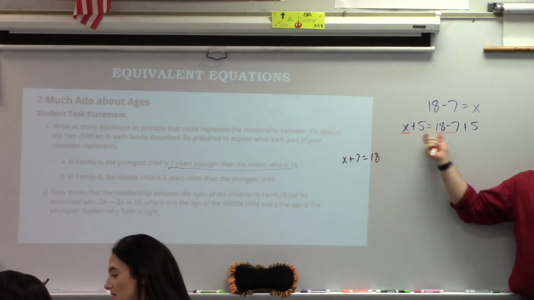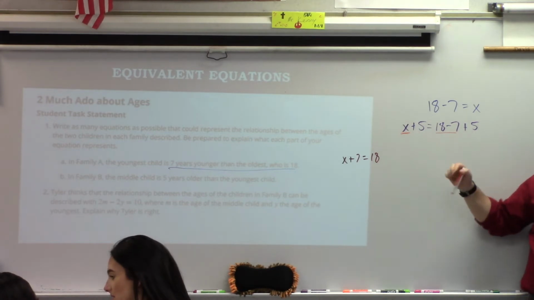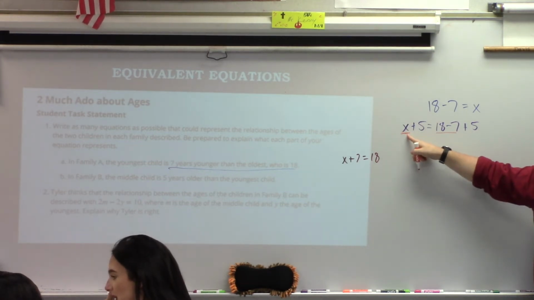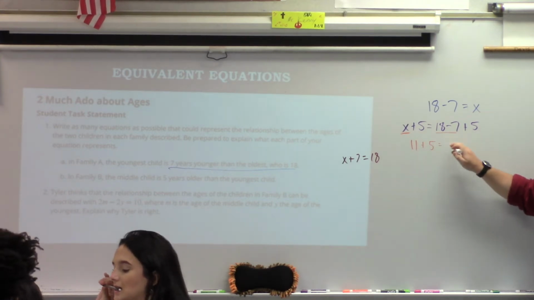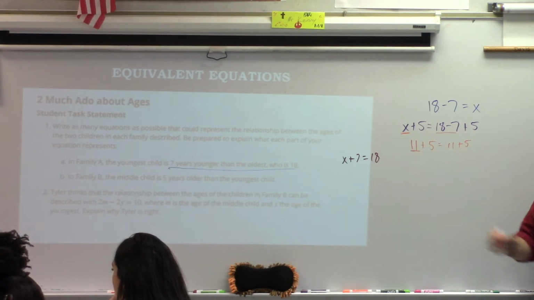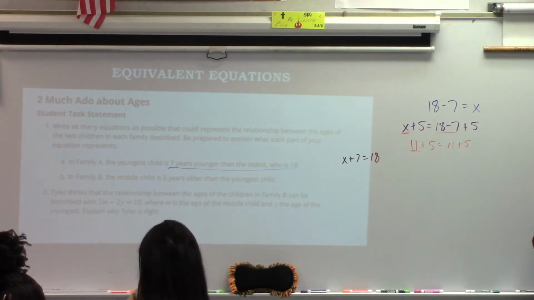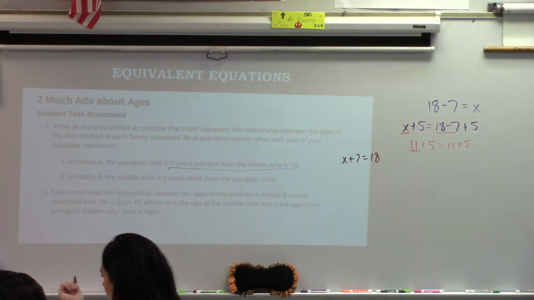So we added 5 to both sides. Is that going to maintain an equivalent equation? Think about it this way. We already know that x is supposed to be 11, right? So 11 plus 5 is equal to 11 plus 5. Is that still the same solution for the equation? Most definitely, right? It is equivalent. All right, so I like that. That's great. That's not the one I was thinking about.